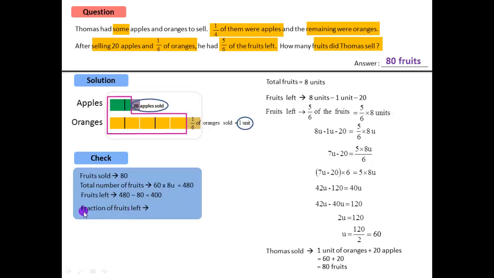So the fraction of the fruits left would be 400 over 480. We can simplify this fraction to get 5/6, which is given in the question as the fraction of the fruits left. So our answer is correct.